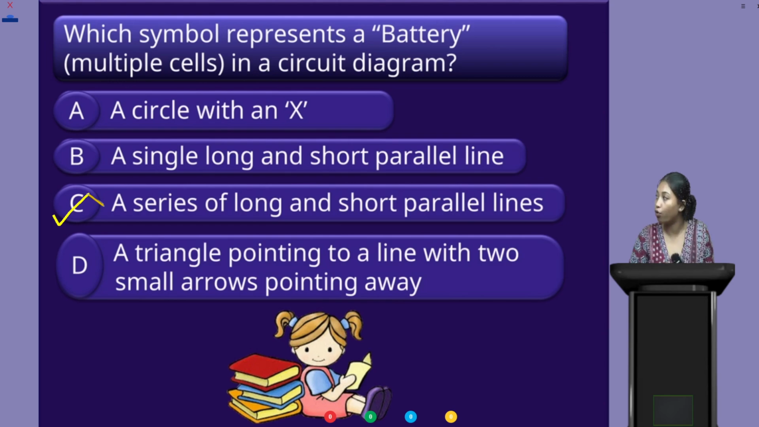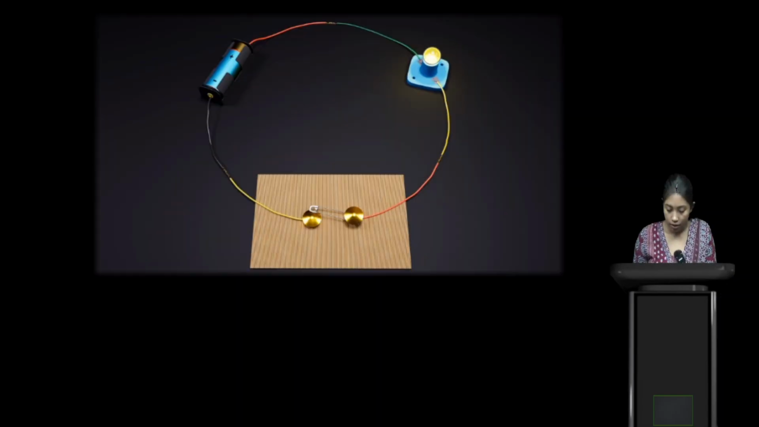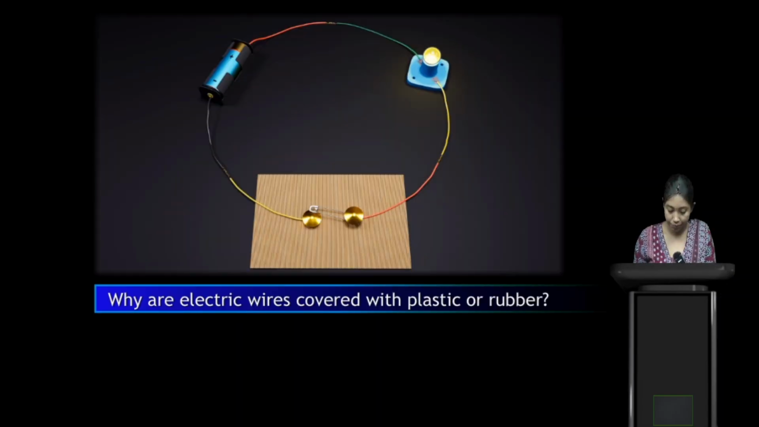That is a series of long and parallel lines. Means all of you have listened carefully. This will be a battery, from one electrical place to another. Okay. Now, what is this? We know that this is a circuit.